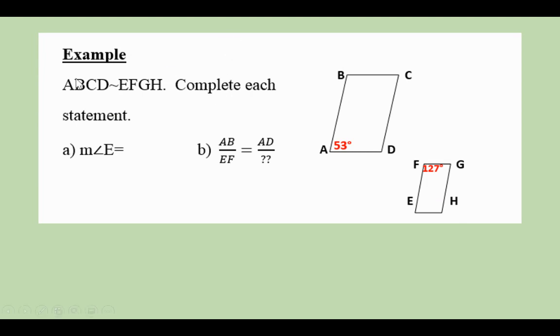Here's another example. Again, what is this thing called? This is called your similarity statement. What partners up with E in this case? It's going to be angle A. In the diagram, angle A is 53, so we know E has to be 53. In the ratio setup here, we have AB, which is on the left quadrilateral, partnered up with EF on the right. So AB over EF. AD is going to be partnered up with EH. This idea shouldn't be too different from what we've done in the past for congruency.